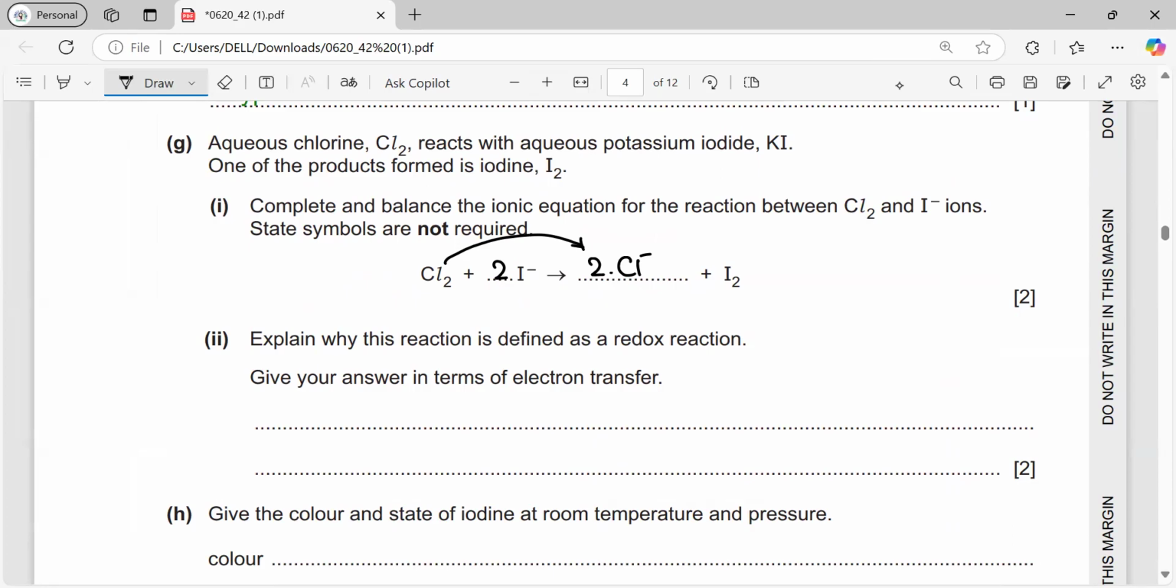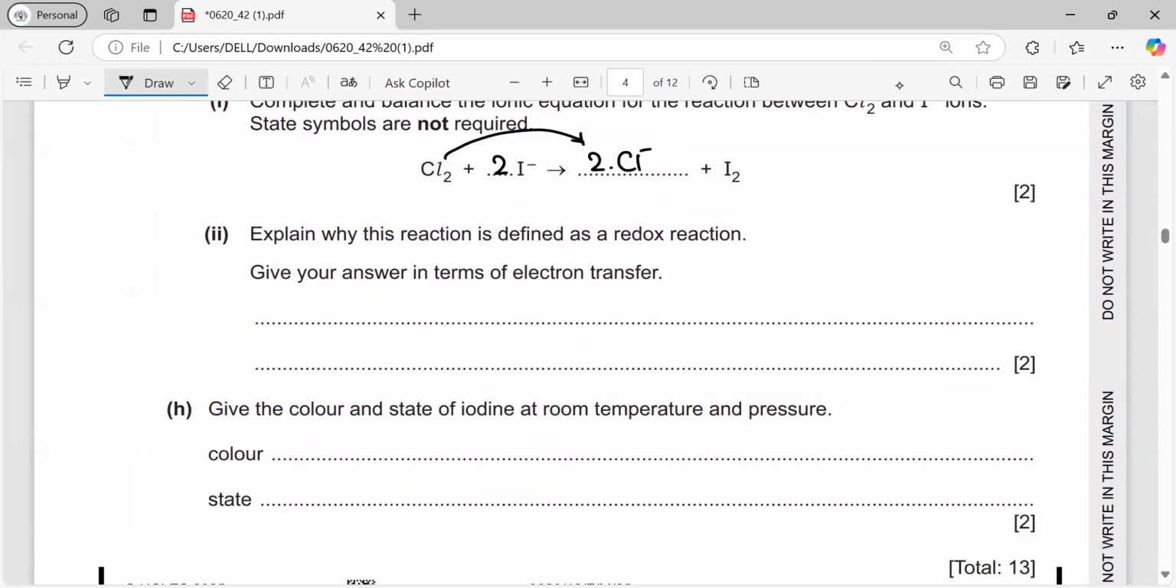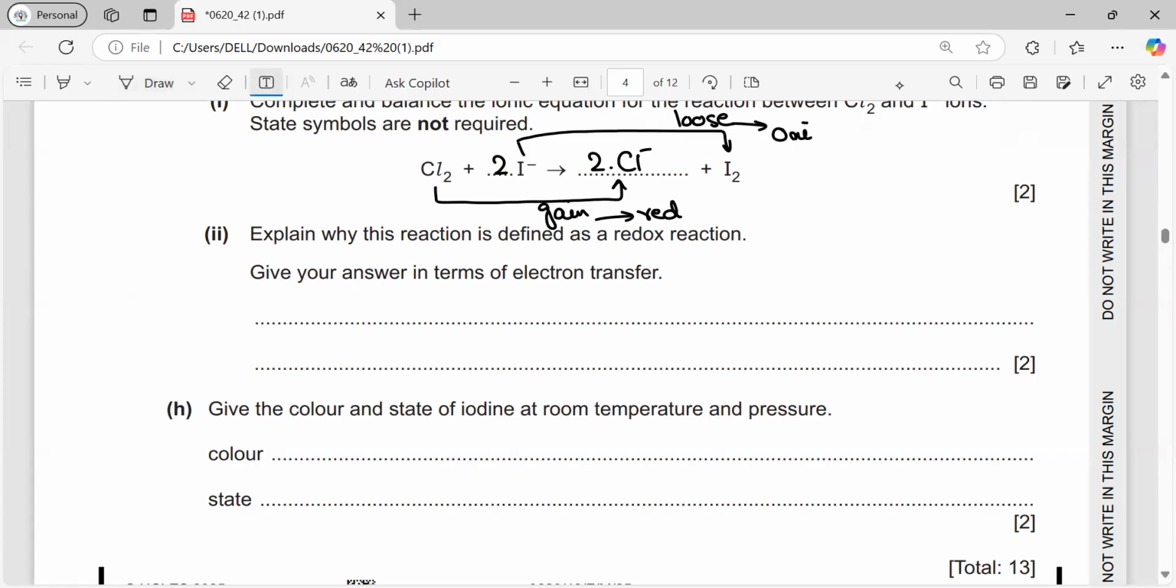Explain why this reaction is defined as the redox reaction. Give your answer in terms of electron transfer. Now, why is this a redox reaction? Because as you can see here, chlorine is becoming chloride ion after gaining an electron, and iodide ion is becoming iodine after losing the electron. So there is oxidation happening and reduction also happening. The gain of electron is called reduction. The loss of electron is called oxidation. So this is a redox reaction because of this.